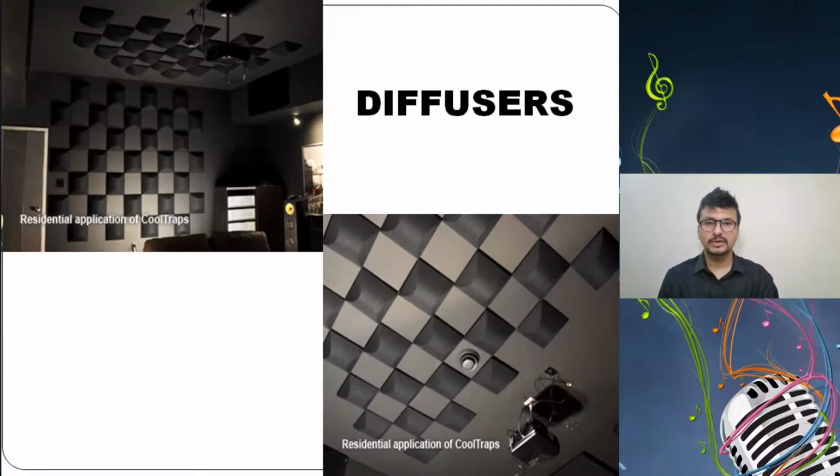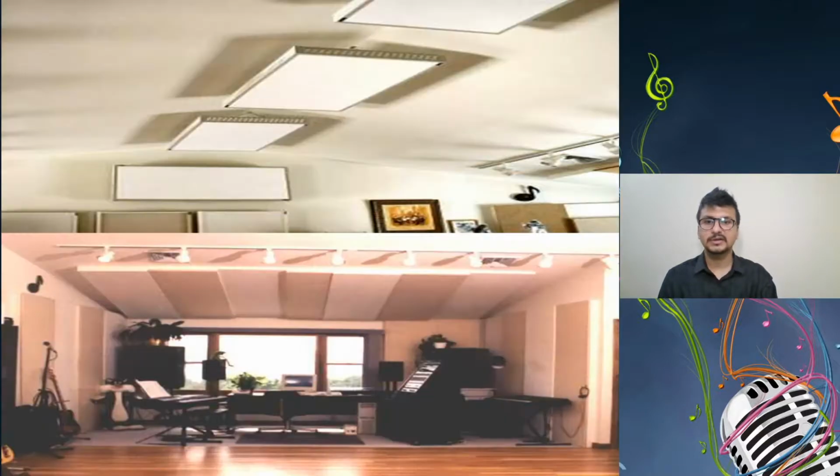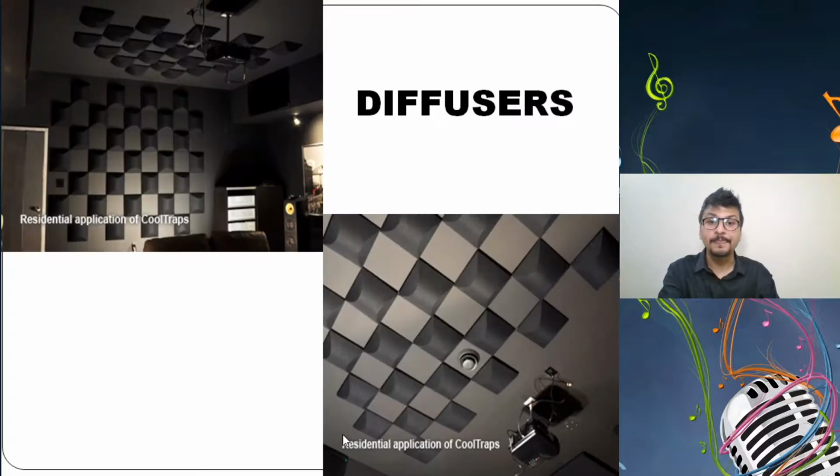Coming to the next slide, you can see one image of the inside of a studio. You can see computers, speakers, a piano, keyboard, and guitars. I think it's an image of the inside of some studio. See, these are the diffusers. You can see them on the top of the roof or on the back side of this wall.